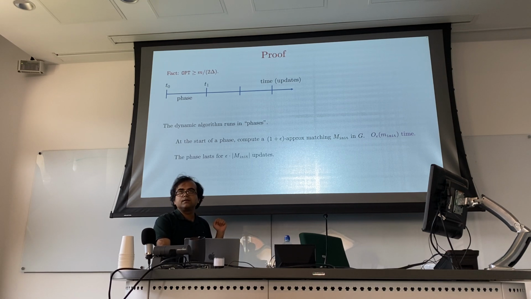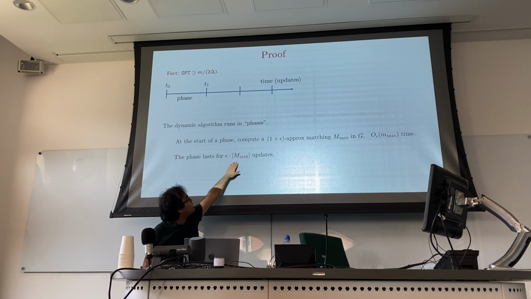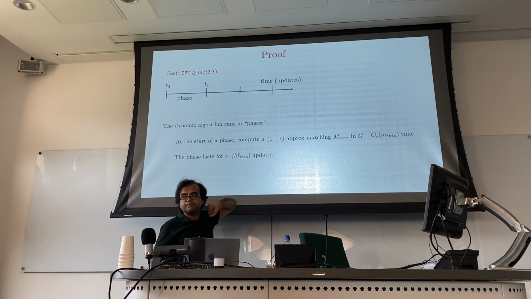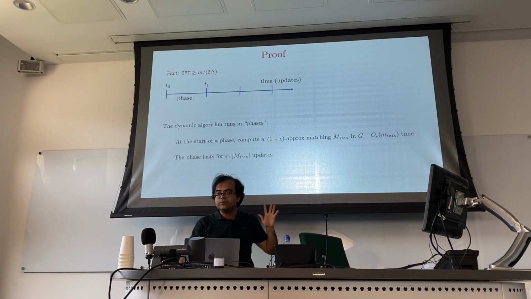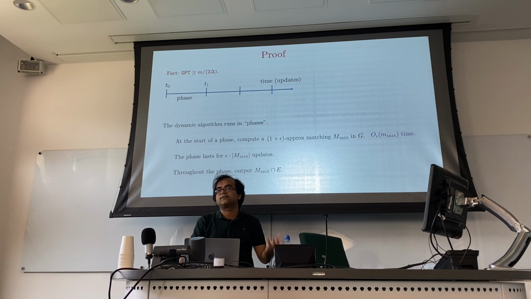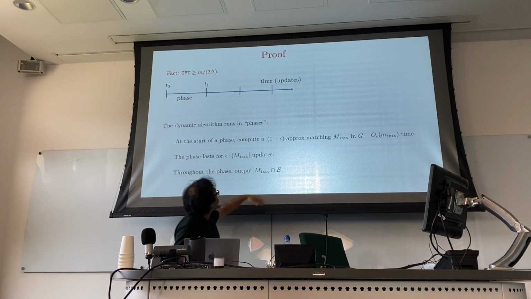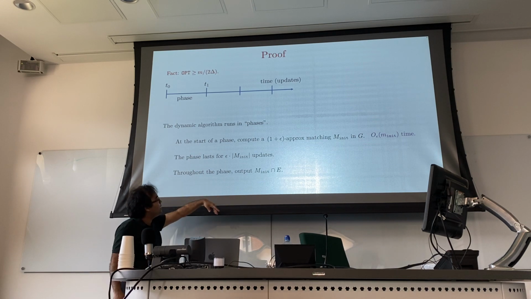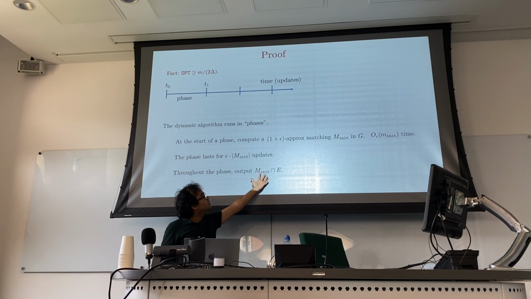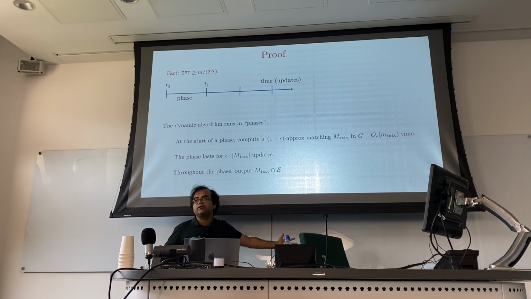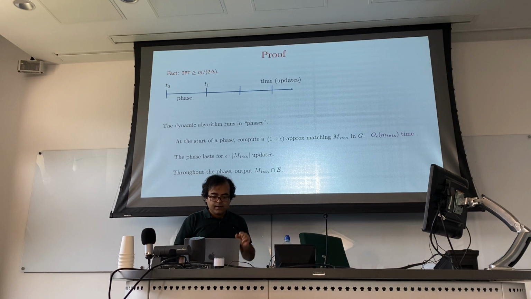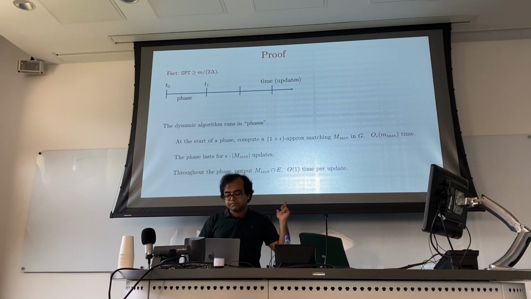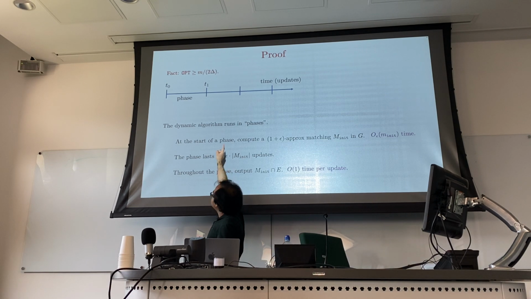The phase would now last for epsilon times the size of this matching many updates. Throughout this phase, what do you do? You just lazily output whatever matching you have constructed at the start of the phase. So at the start of the phase, you constructed this matching capital M init. Throughout this phase, if an edge from M init gets deleted, throw it away, and just output the rest of the matching. That's all you were doing throughout the phase. You were just sitting lazily. And at the end of the phase, you will just go back to step 1.